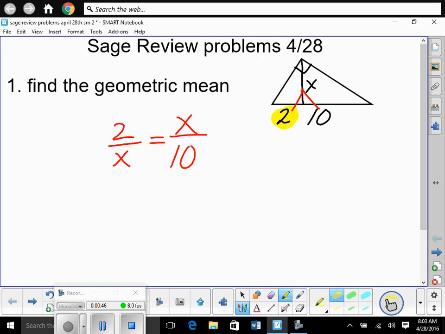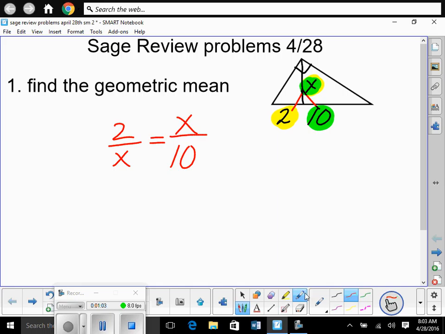It's this side over this side, this side over this side will be equal to this side over this side. So it's not always going to be 2 over x necessarily. You get what I'm saying? You just go in that order. Put it in that little triangle thing we just did. So now we can go ahead and solve for x.